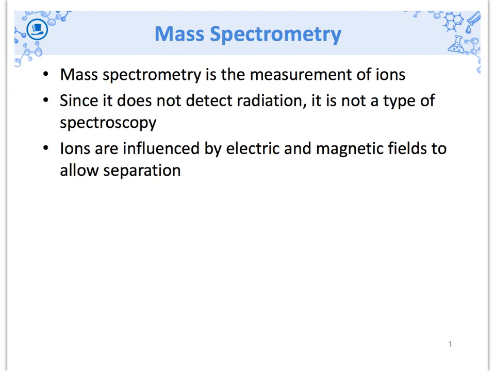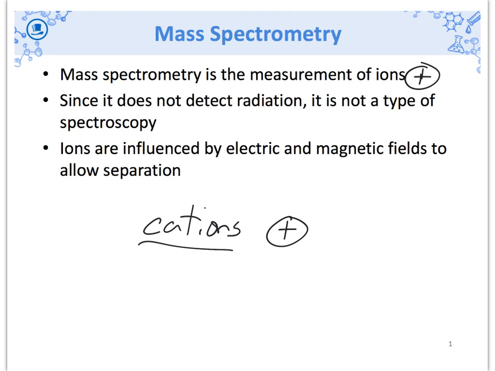All right, so in this video we're going to talk a little bit about mass spectrometry. So what is mass spectrometry? It's a measurement of ions. Specifically, what we're going to talk about are positively charged ions, or cations. Mass spec is going to measure cations, organic molecules with plus charges.